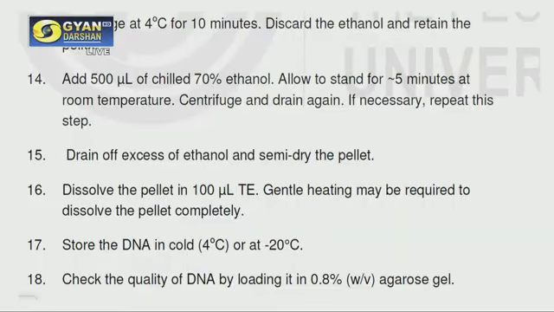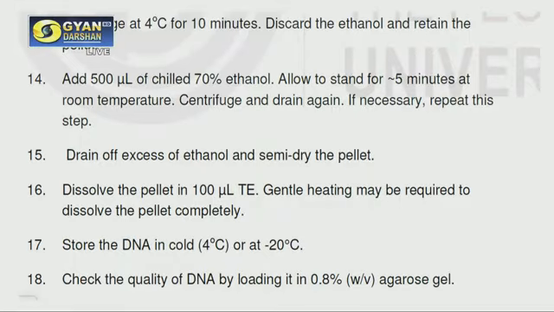Next, you have to centrifuge it again, but in cold condition, that is at 4 degrees centigrade. So your centrifuge machine should have a refrigerated system where you can set the temperature to 4 degrees centigrade, and then run the centrifugation for 10 minutes. Now you retain the pellet, because the DNA is pelleted down, and you wash it with chilled 70% ethanol.